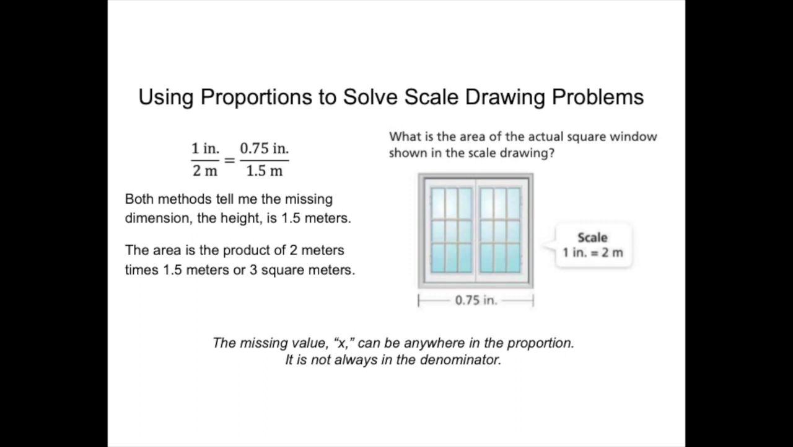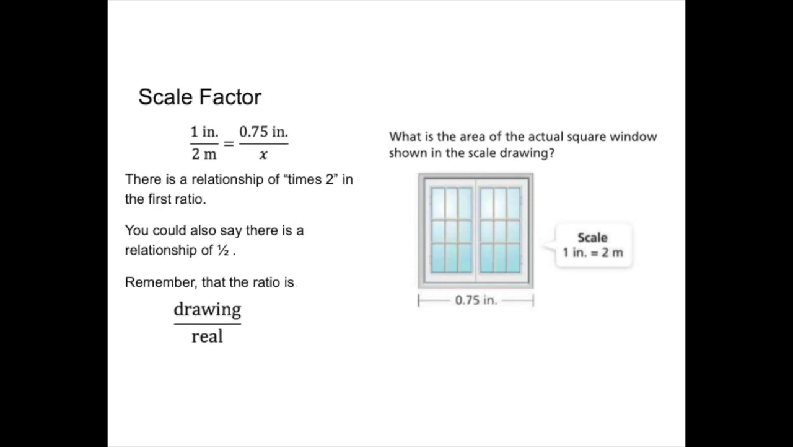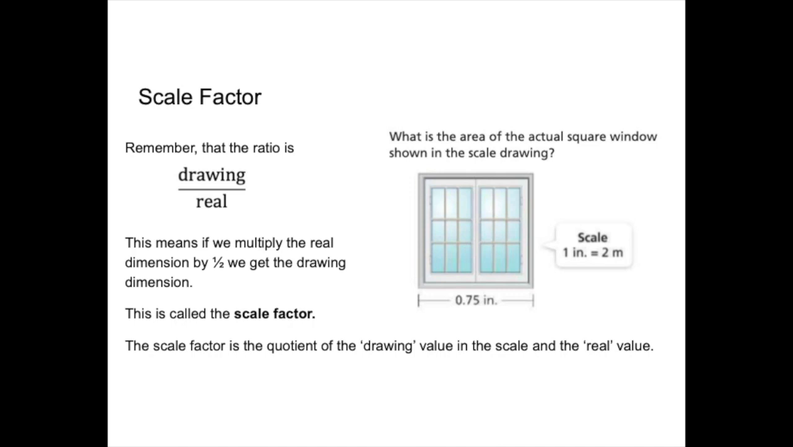The area of the window is the product of 2 meters times 1.5 meters, for 3 square meters. Earlier, I noticed that there was a relationship of times 2, but I could also say that there's a relationship of multiplying by 1/2. Remember that when we draw the scale drawing, we're going from the real image to the drawing. So if I multiply 2 meters times 1/2, I get the 1 inch for my scale drawing. If we multiply the real dimension by 1/2, we get the dimension in the drawing.